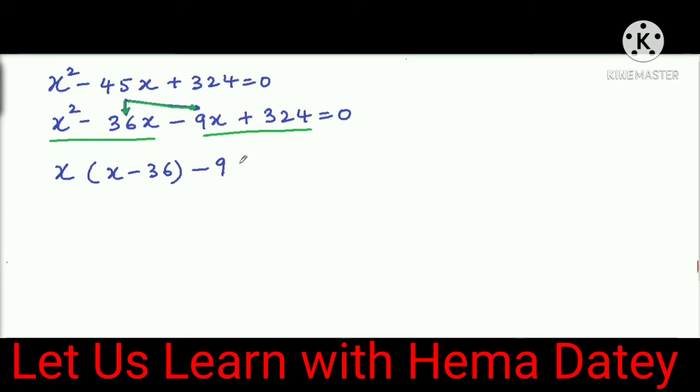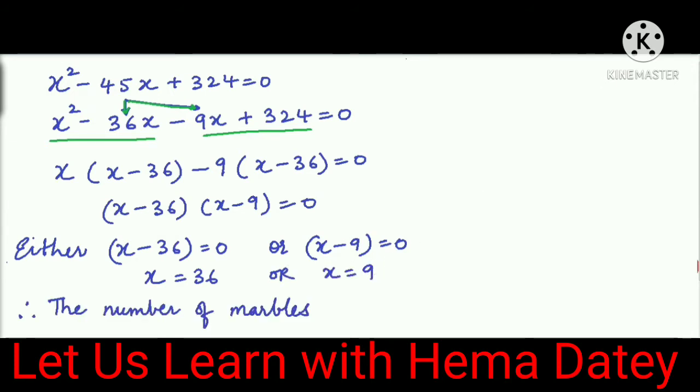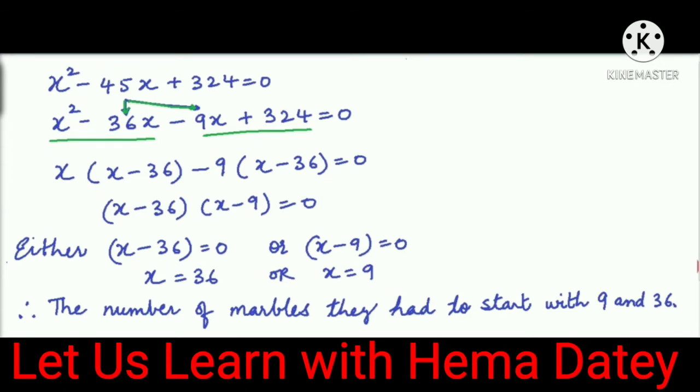We take x common from first two terms and minus 9 common from last two terms. Now we take x minus 36 common and we're left with x minus 9 in the bracket is equal to 0. Either x minus 36 is equal to 0 or x minus 9 is equal to 0. After solving this, we'll get x is equal to 36 or x is equal to 9. Thus, the number of marbles they had to start with were 9 and 36.